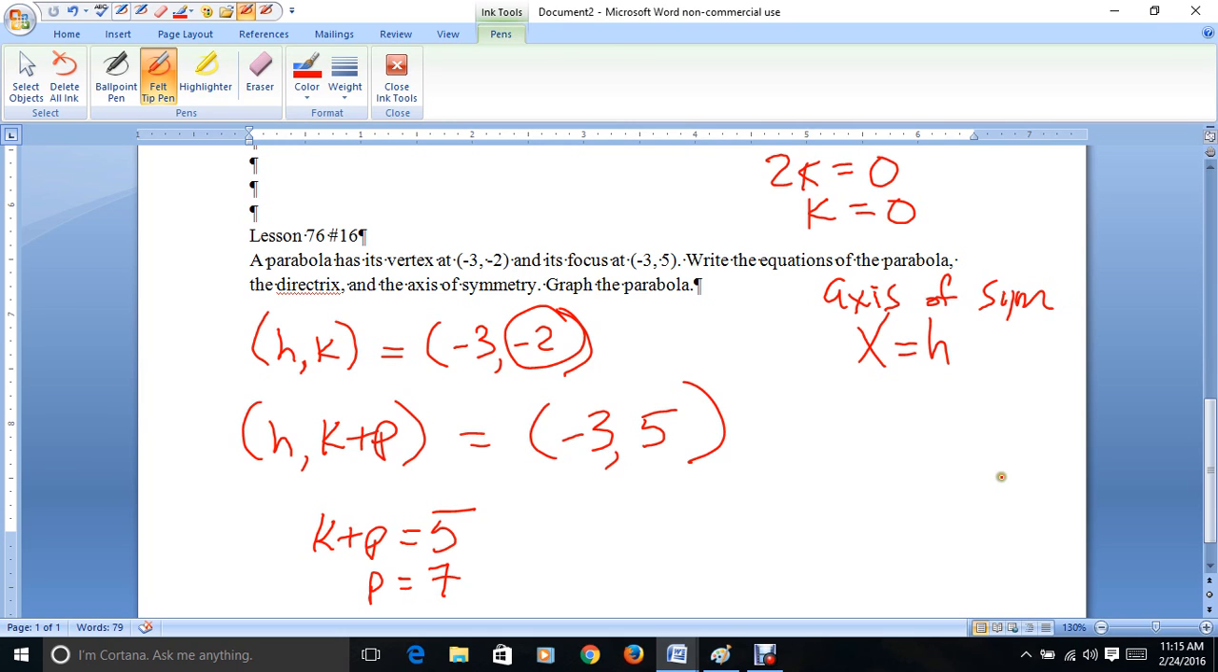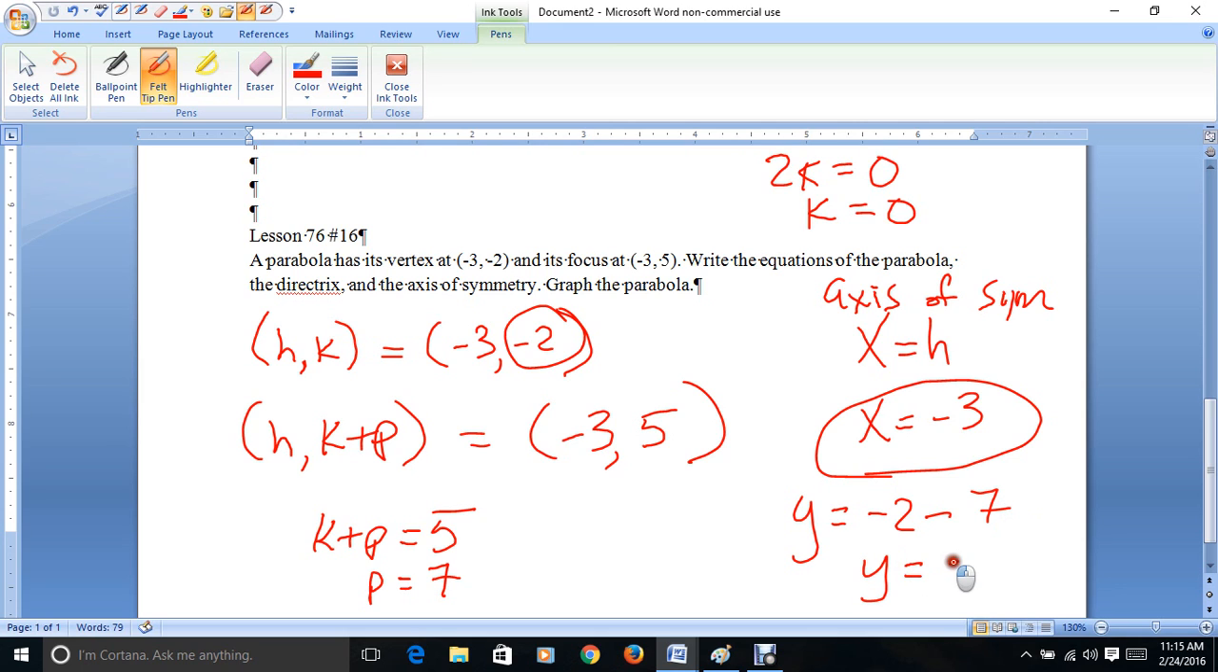Okay, so the axis of symmetry is x equals -3 because that's what h is. So that's that part of the answer. And then the focus is (h, k plus p). The directrix is y equals k minus p, so that's -2 minus p, p is 7, so y equals -9 is the directrix.